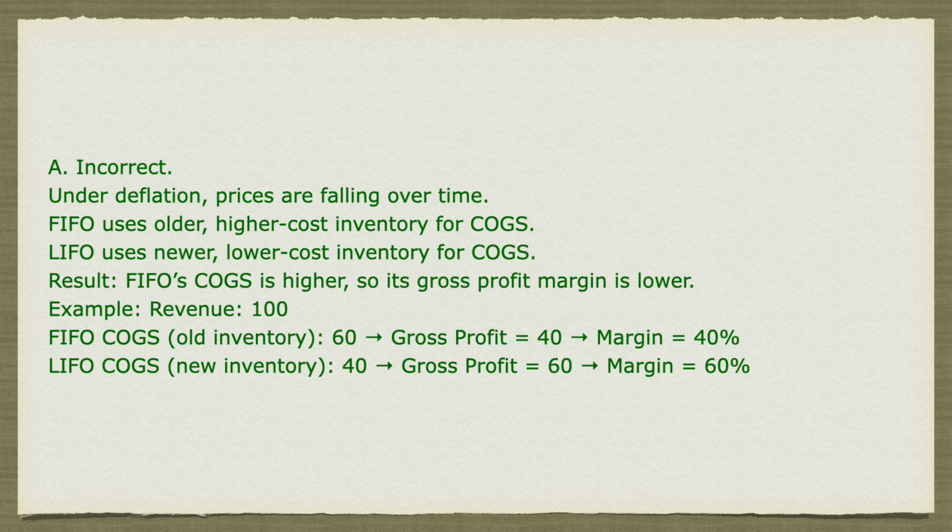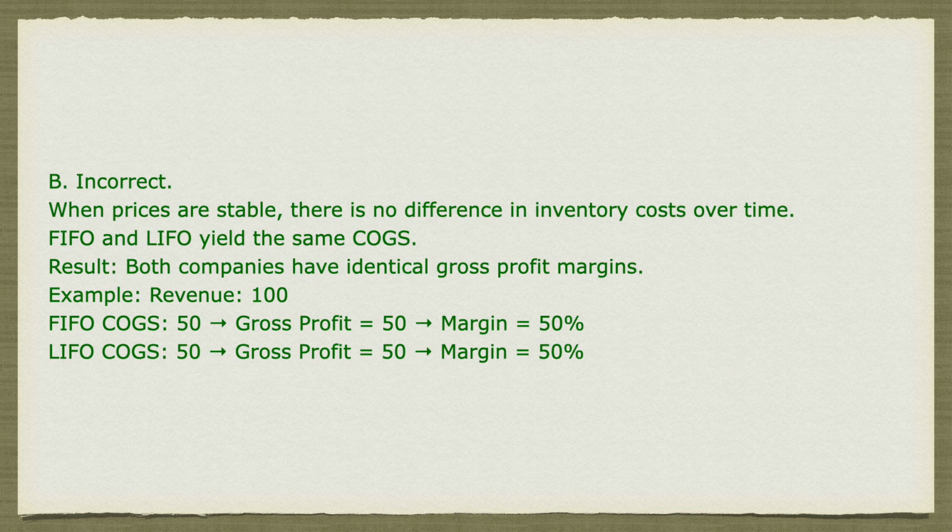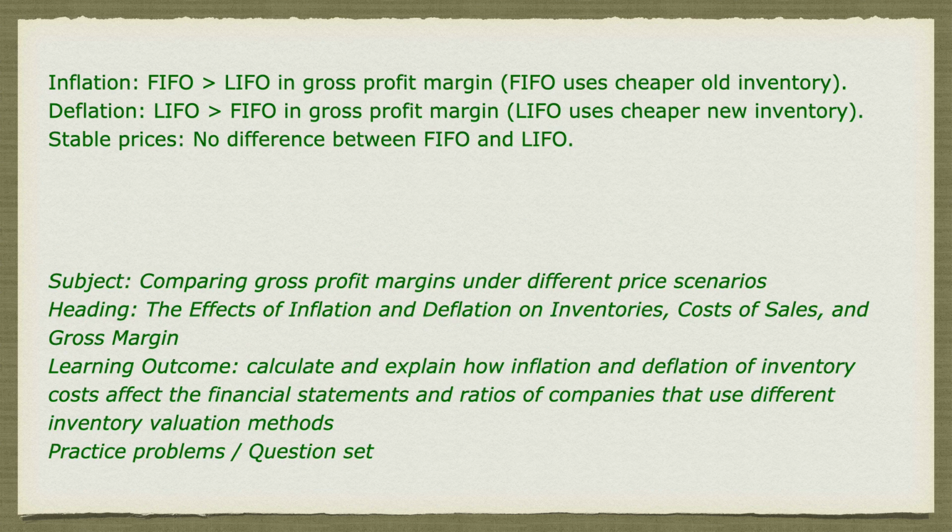A. Incorrect. FIFO results in higher COGS and lower gross profit margins compared to LIFO during deflation. B. Incorrect. Stable prices result in identical FIFO and LIFO inventory costs, yielding the same COGS and gross profit margins for both companies. FIFO yields higher gross profit margins during inflation, while LIFO is better during deflation.